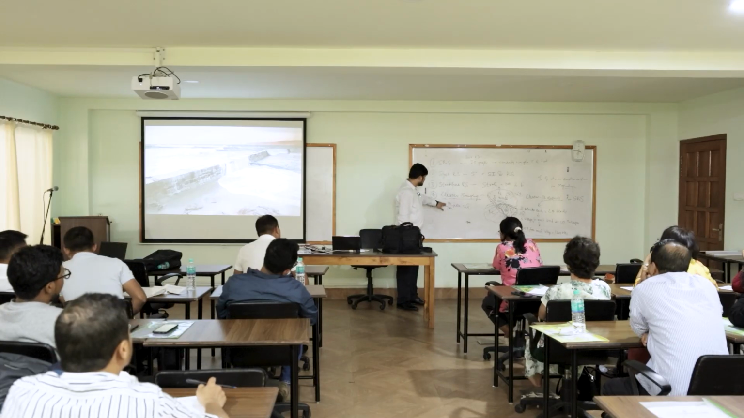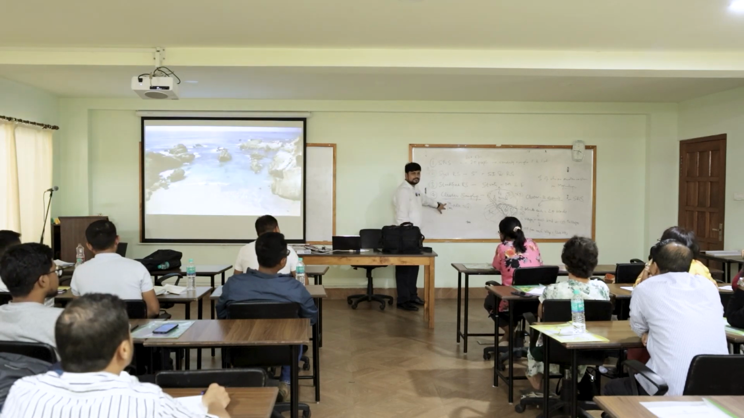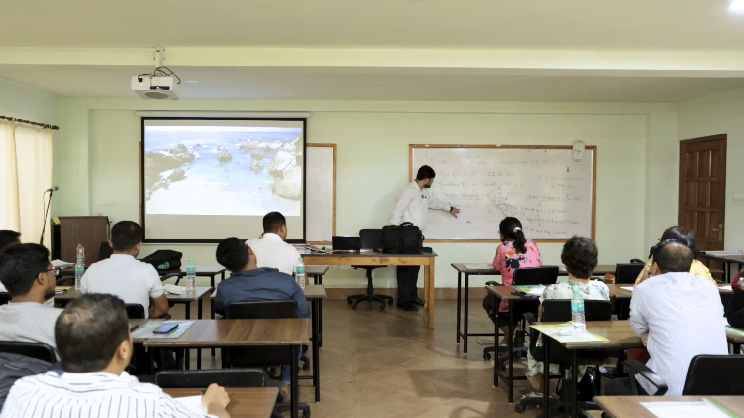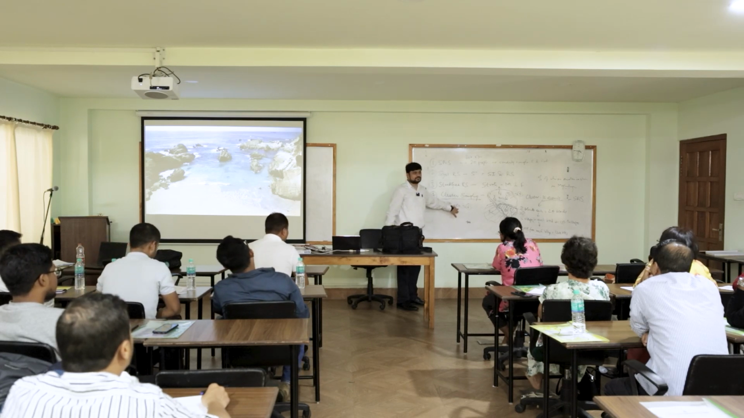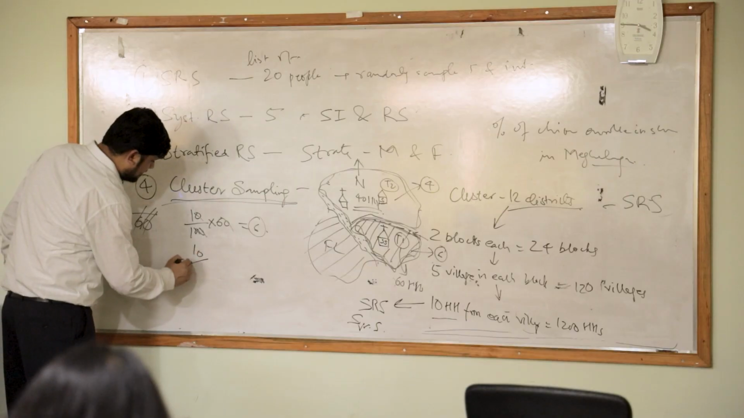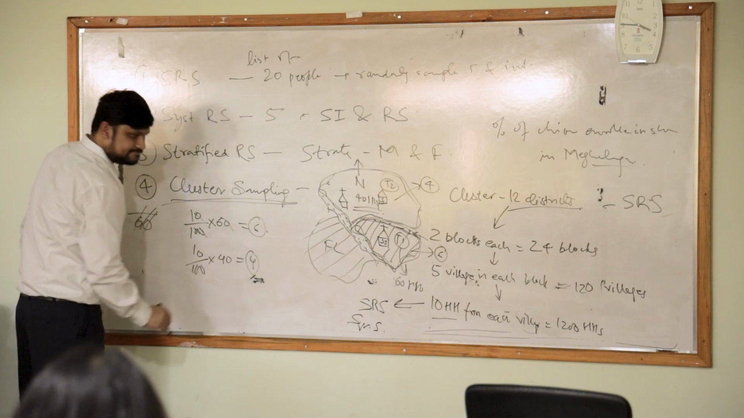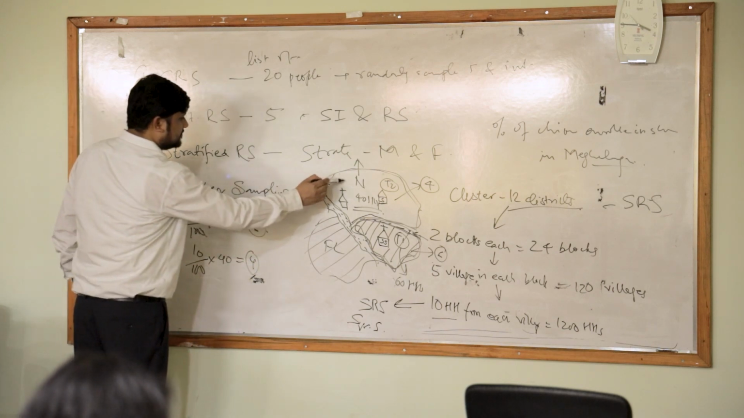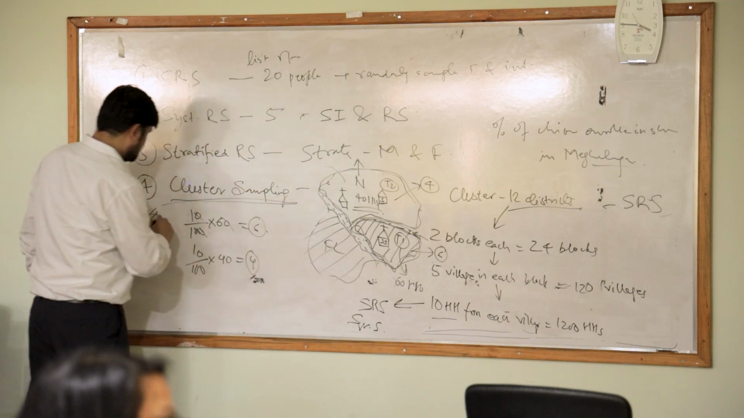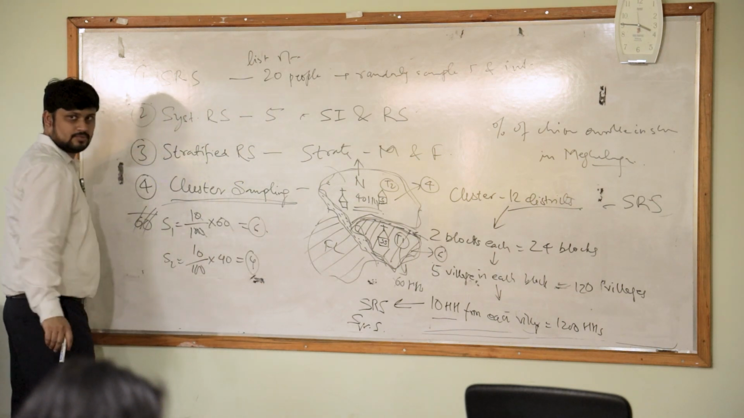I had to sample 10 households out of a total of 100 households in that particular village. And this particular segment had 60 households, so I multiplied it by 60. Similarly, 10 by 100 multiplied by 44. This is for segment 2, this is for segment 1. Segment 1, segment 2. Simple.